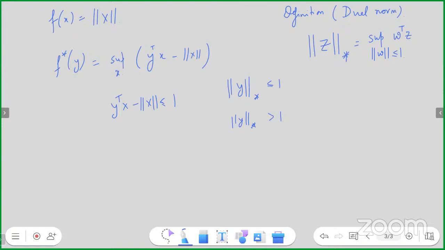Why is this so difficult? By this definition, what does it mean? That y transpose x is less than or equal to... by this definition. This one is 0. One. This one is how much?